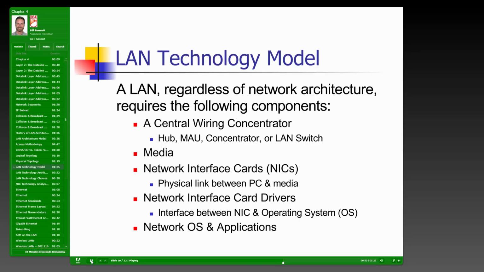And then we have the network interface card drivers. That's the interface between the network interface card and the computer's operating system. And then of course you have to have some sort of a network OS, a network operating system, that can control the packaging of the messages and hand it off to the network card, and then also applications that can work over the network as well. Things like web browsers and email clients and all that kind of good stuff.